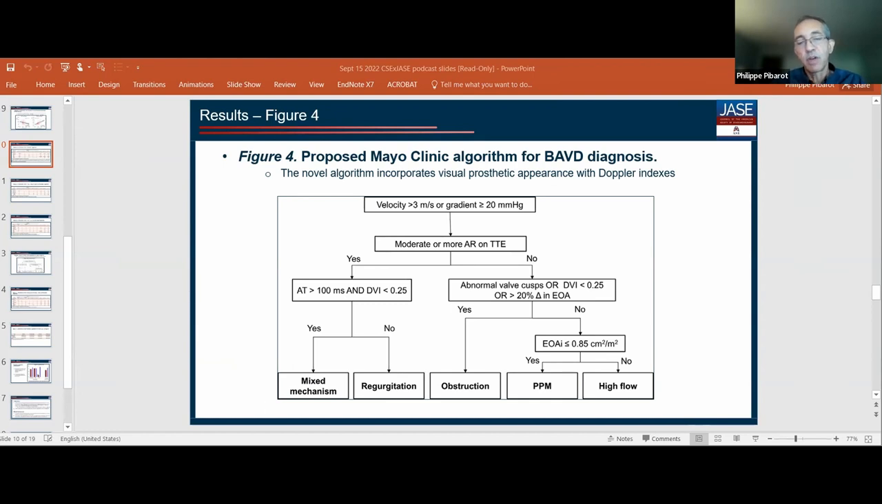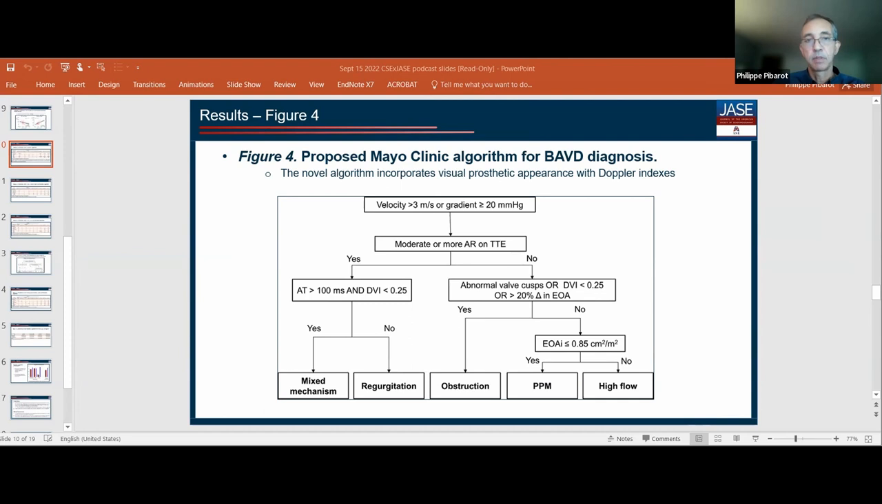With a native aortic valve, if you have an elevated gradient, this is probably an aortic stenosis. It could also be a significant AR with a gradient related to the increased flow across the valve in a high flow state, but the vast majority of the cases are going to be a severe stenosis. But here, the differential diagnosis is much more complex and diversified.